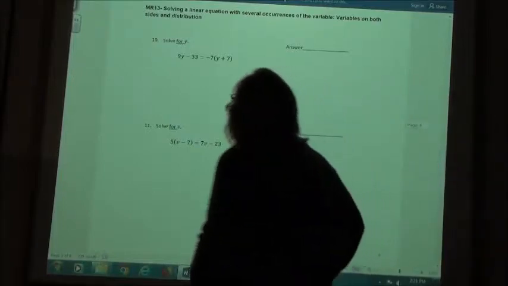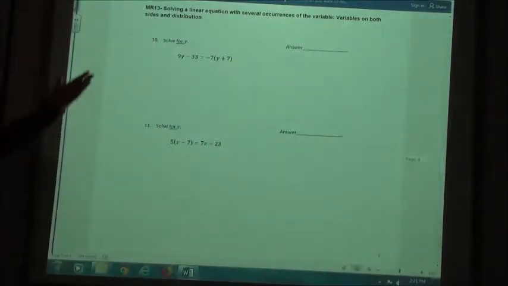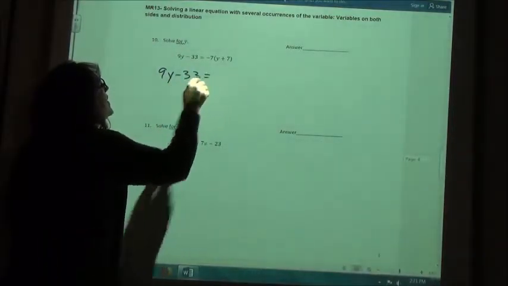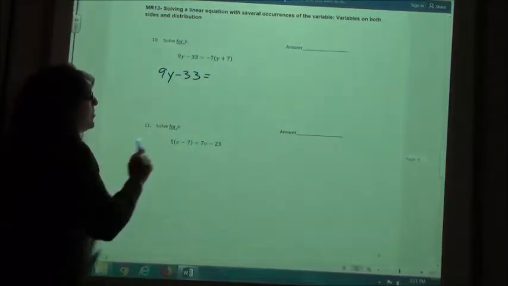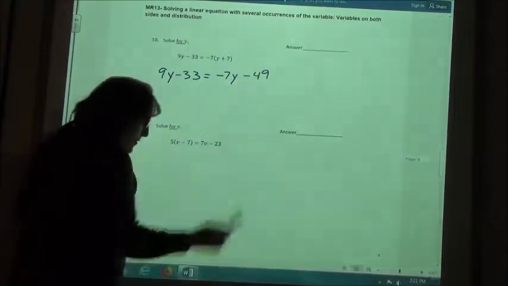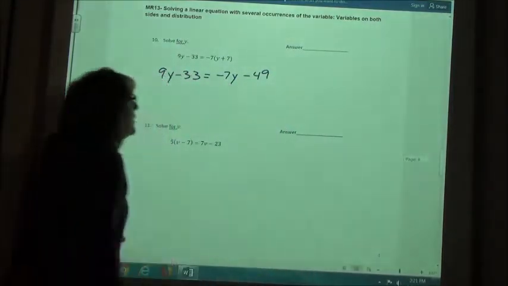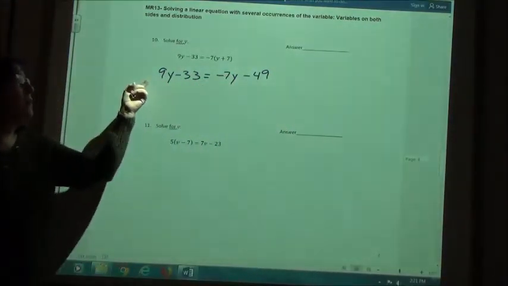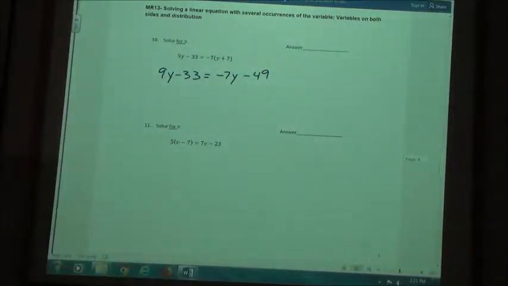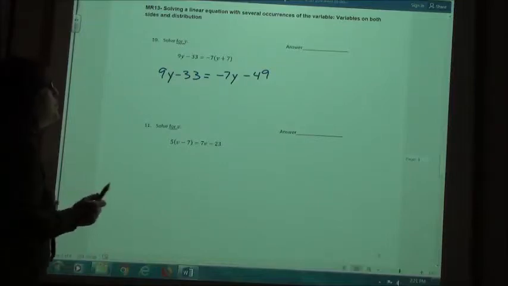Number 10, 11, and 12, still solving equations. This one now I have parentheses over there on the right. So 9y minus 33 is going to equal, when I use my distributive property, negative 7y minus 49. On these ones, they're normally going to move the variable to the left and the number to the right. You guys know that you can move them either direction as long as one's on one side and one's on the other. But I'll follow what they do on Alex.